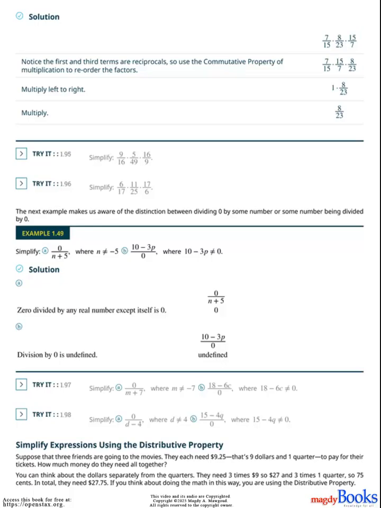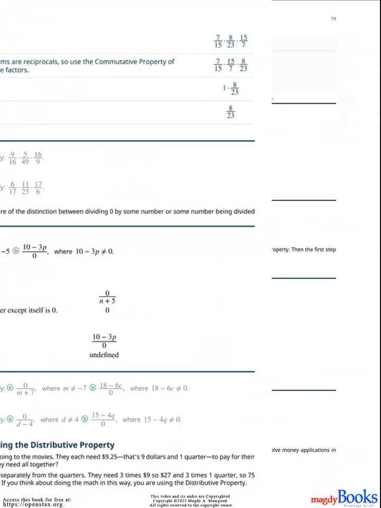You can think about the dollars separately from the quarters. They need 3 times $9, so $27, and 3 times 1/4, so 75 cents. In total, they need $27.75. If you think about doing the math in this way, you are using the distributive property.